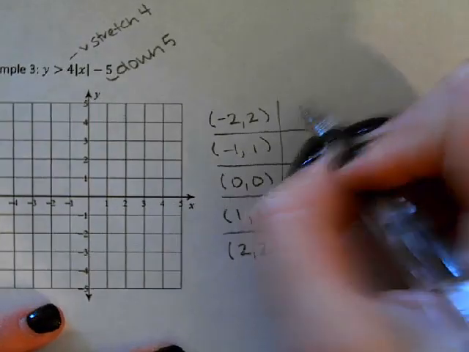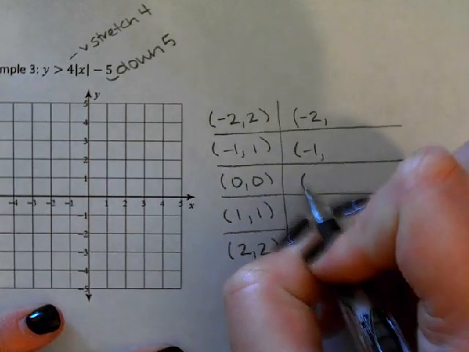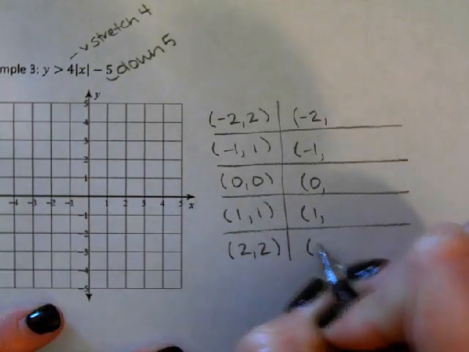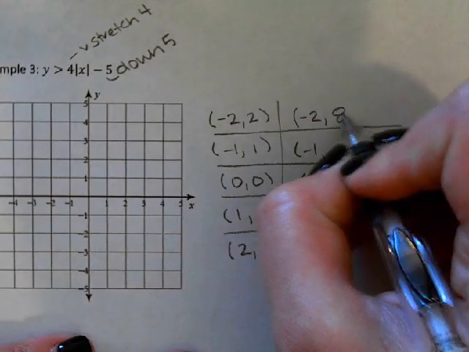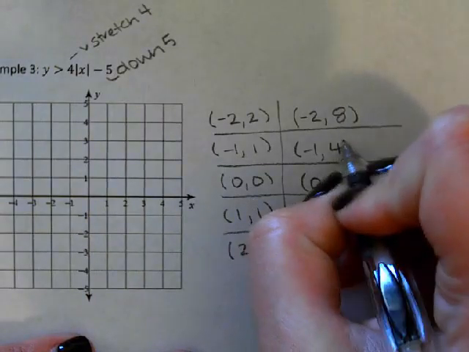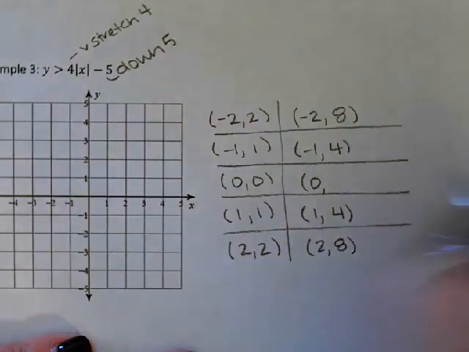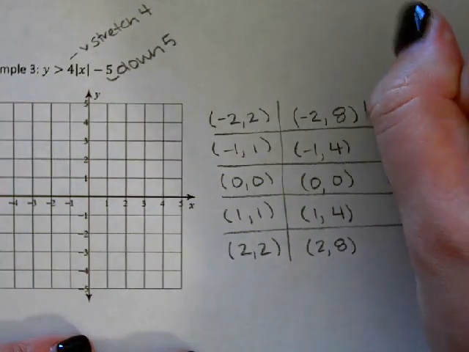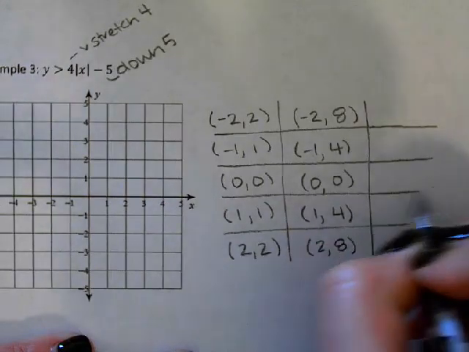So I'm going to keep all my x coordinates the same. And then I'm going to take my y coordinates and multiply them by 4. So 2 should become 8. And 1 should become 4. And 0 should become 0. Okay. And then the next transformation is down 5.